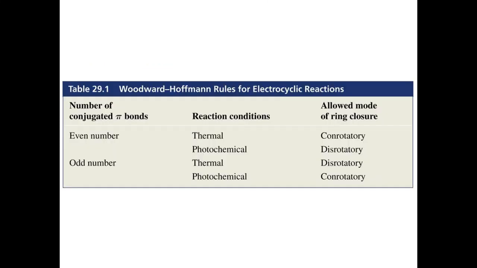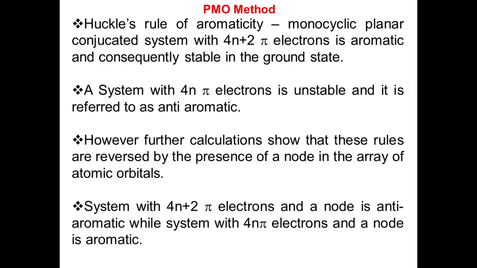So here the table is the Woodward-Hoffmann rules for electrocyclic reactions. The number of conjugated pi bonds, even number and odd number, and the reaction condition. For the even number, thermal and photochemical: the conrotatory will be the allowed mode of ring closure, and in photochemical reactions disrotatory is the allowed mode for ring closure. In case the number of conjugated pi bonds is an odd number, the thermal and photochemical reactions are disrotatory and conrotatory. It is just the opposite, right? Thermal and photochemical reaction, right?